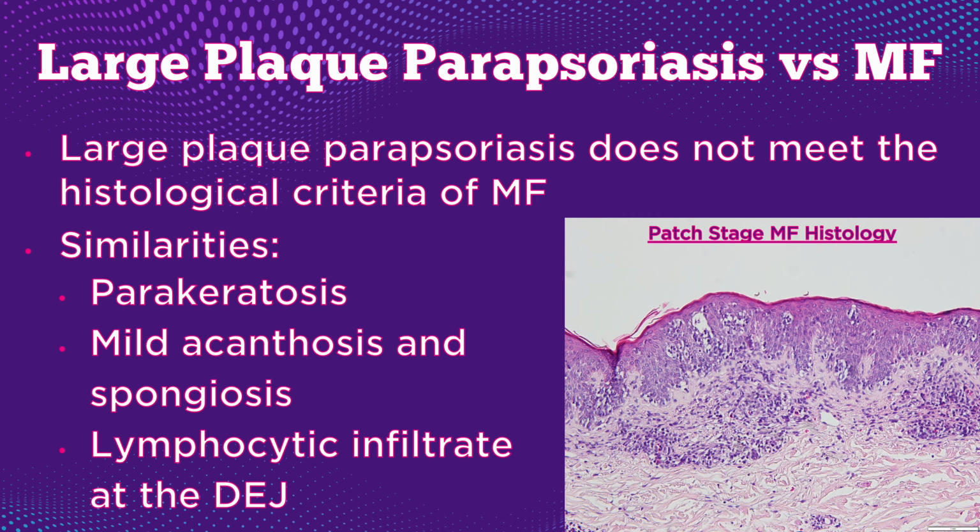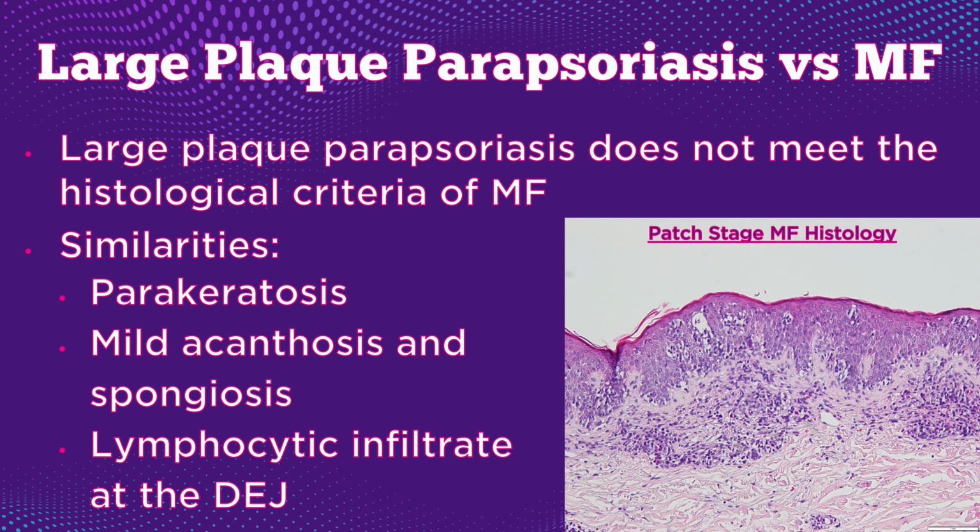Both small and large plaque parapsoriasis have parakeratosis, which corresponds with the scale seen clinically. Both also feature mild acanthosis and spongiosis. Therefore, some consider parapsoriasis to be a chronic spongiotic dermatitis. Parapsoriasis also has a mild lymphocytic infiltrate at the dermoepidermal junction that is predominantly CD4 positive and may have T-cell clonality, especially in large plaque parapsoriasis cases.